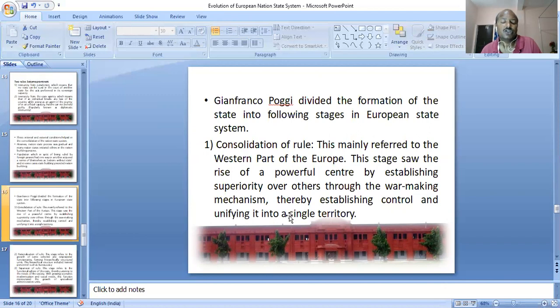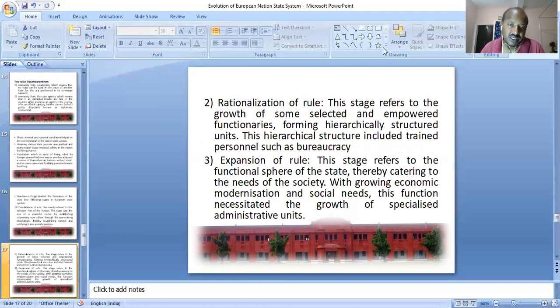This stage saw the rise of a powerful center by establishing superiority over others through the war-making mechanism, thereby establishing control and unifying it into a single territory. So this is very, very important, number one point. The second is rationalization of rule. This stage refers to the growth of some selected and empowered functionaries forming hierarchically structured units. This hierarchical structure included trained personnel such as bureaucracy. That means this is the second stage where bureaucracy was thought to be important.